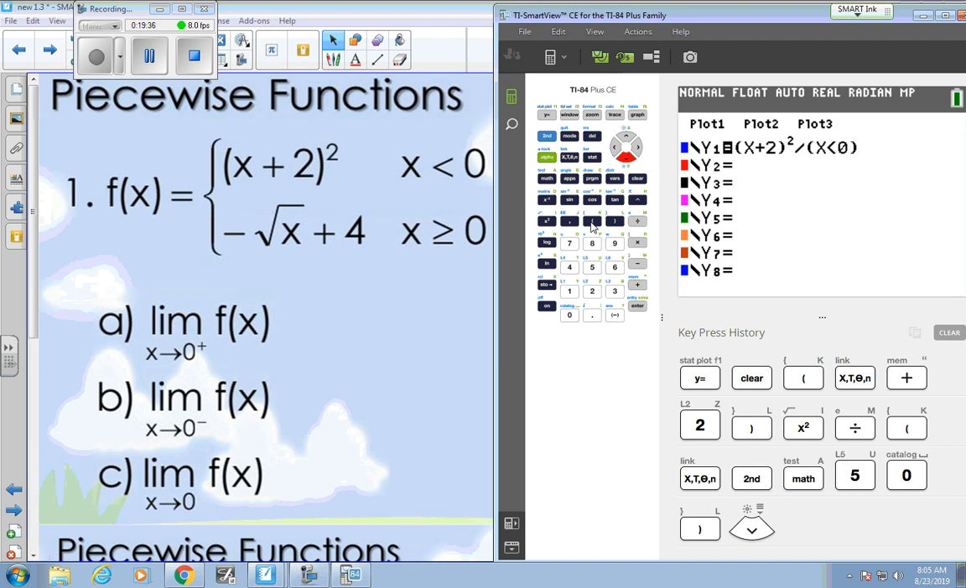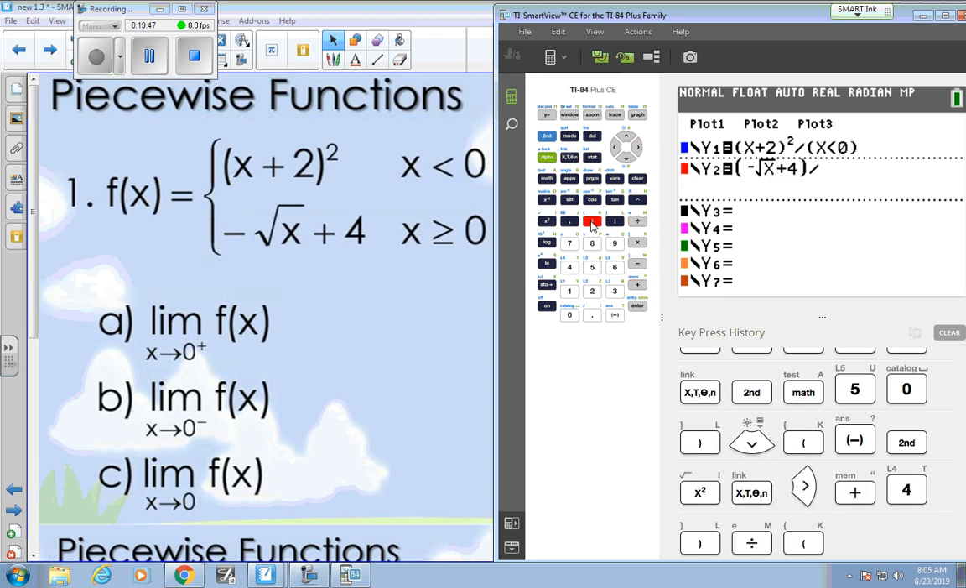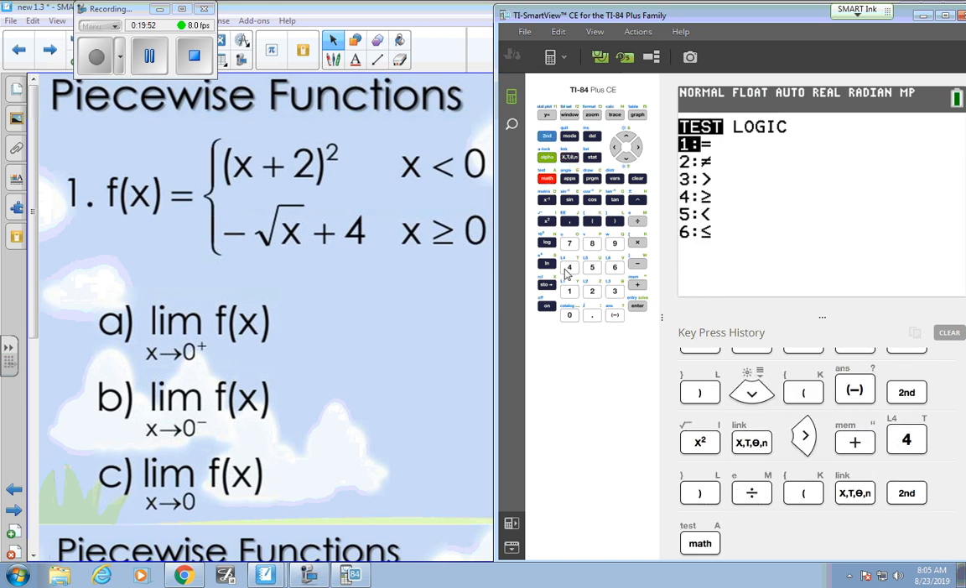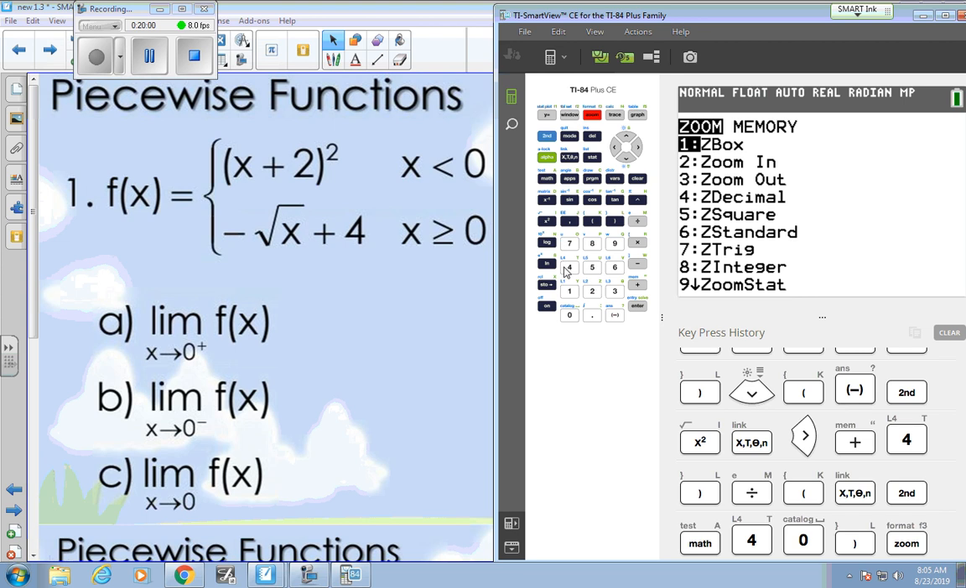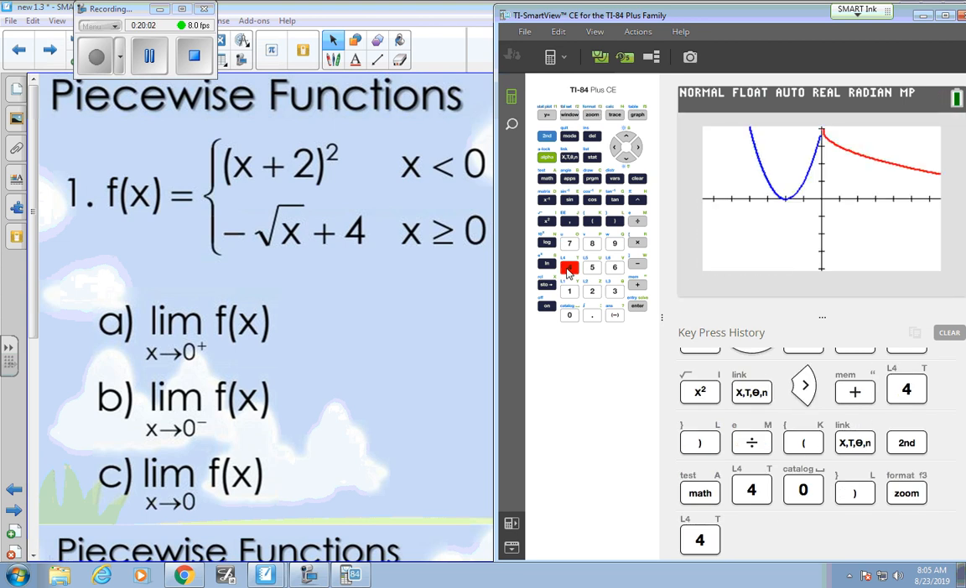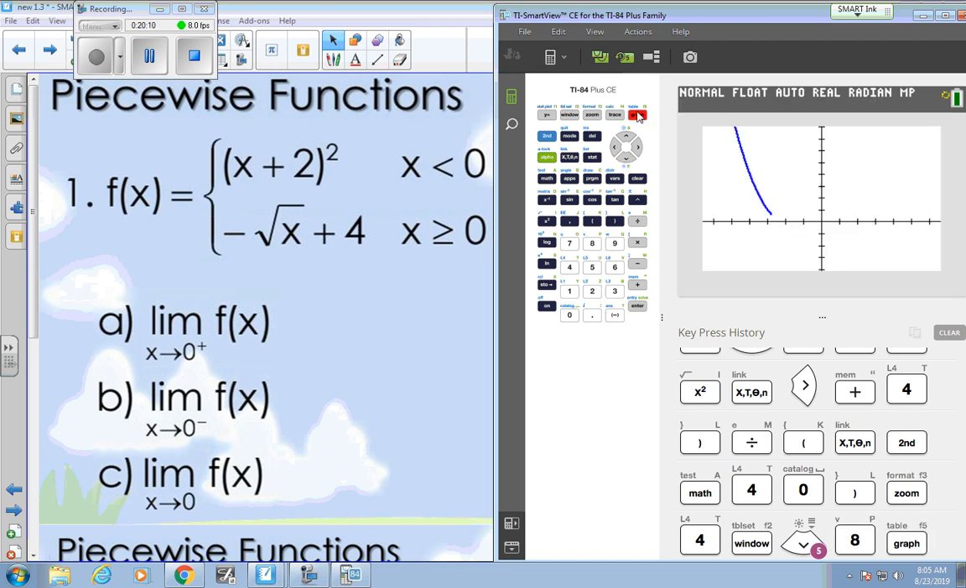And then let's type in the other part. Since it's multiple terms, I'm going to group this in parentheses just so it doesn't goof it up. So it's negative square root of x, plus 4, divided by, open up parentheses, type in your restriction. X, second test, greater than or equal to is option 4, and 0. And then we're going to zoom 4. And there's your graph. I might want that y a little bit higher. So maybe we'll go up to 8 should suffice here. And there's your piecewise function.